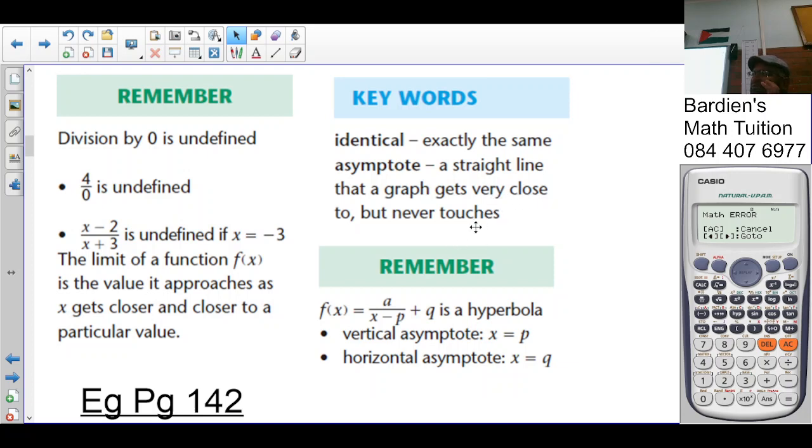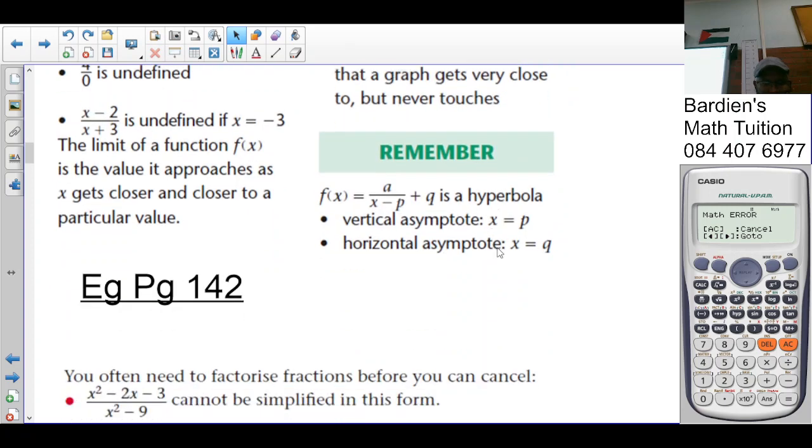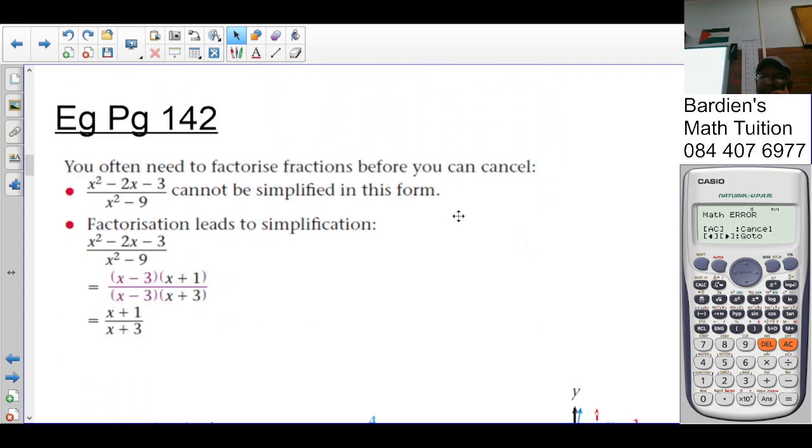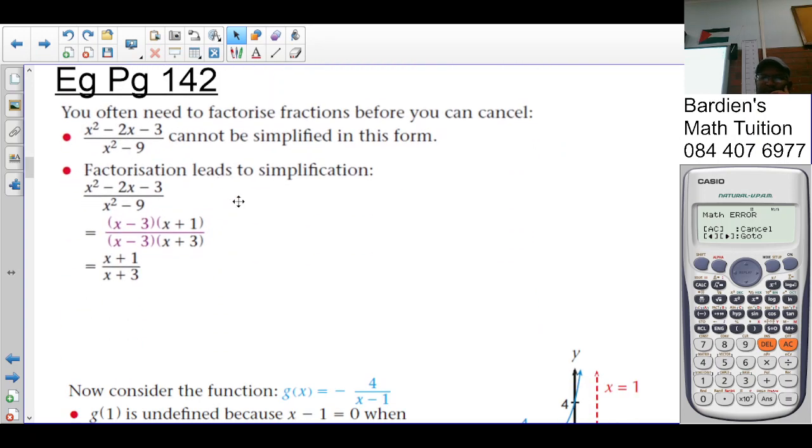Asymptotes: a straight line that the graphs get very close to but never touch. There are many graphs where we draw asymptotes: the logs, the exponential, hyperbola graphs have your asymptotes in. Which other graph has an asymptote which I haven't mentioned? Okay, one at a time. Your tan graph, no? It also has a vertical asymptote there. Remember that a over x minus p plus q is a hyperbola, with a vertical asymptote at p and a horizontal asymptote at q.